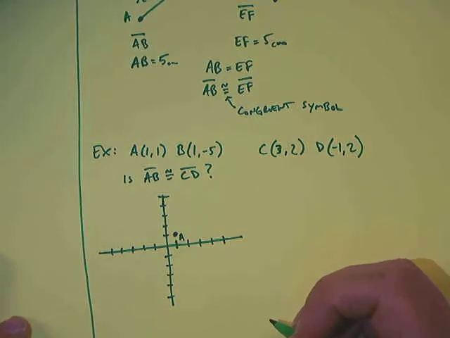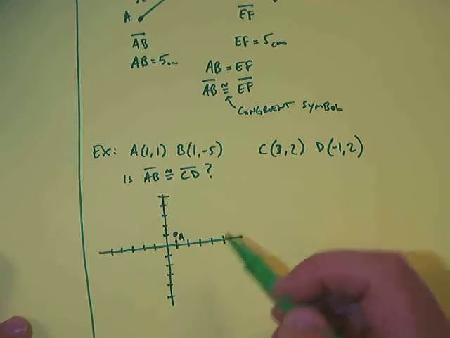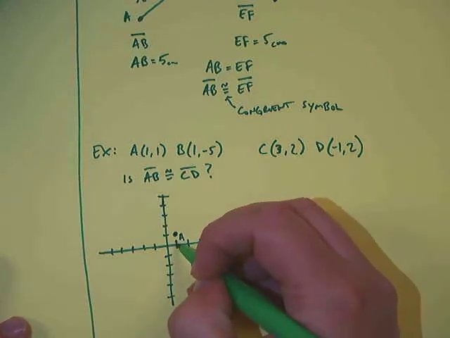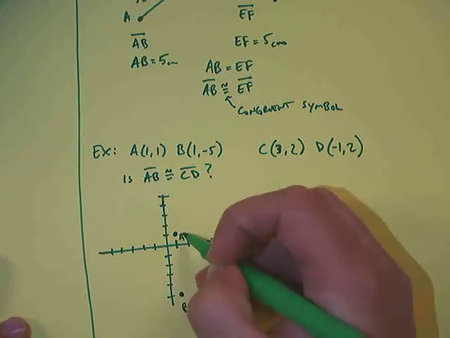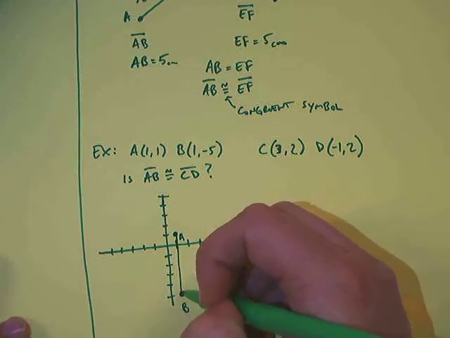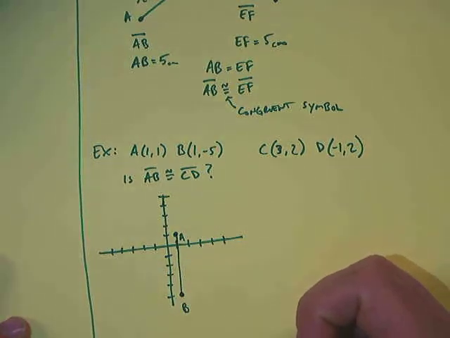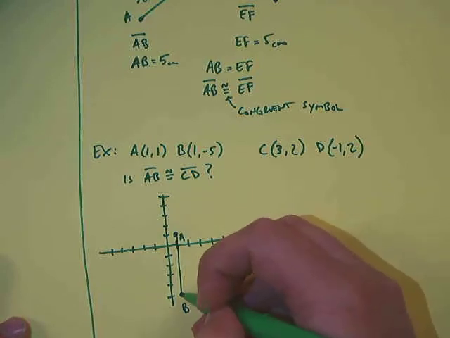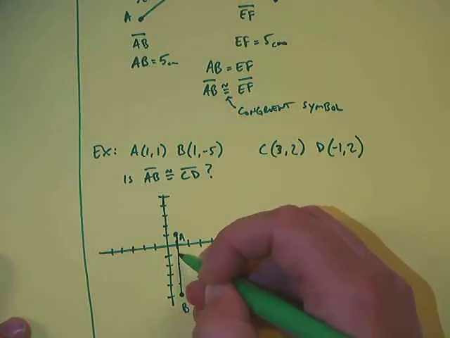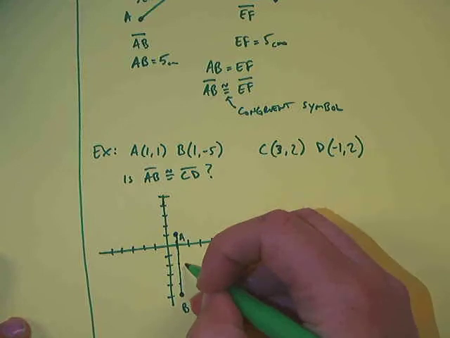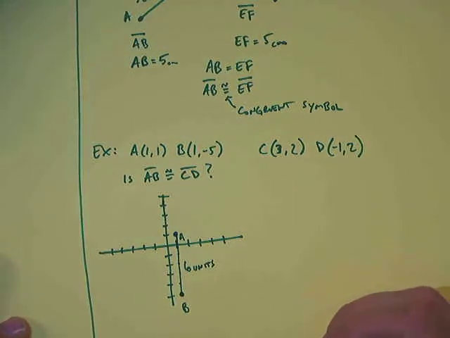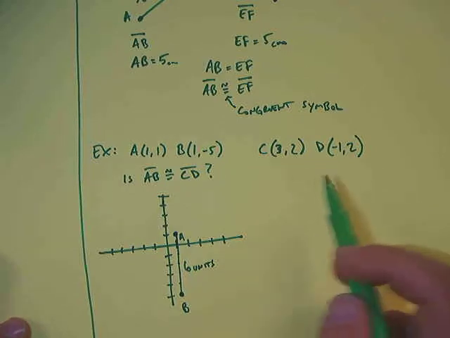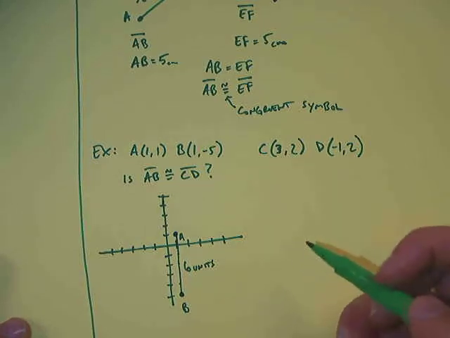So A is the point (1, 1), so we're going to go over 1, up 1. And that's point A. Point B is (1, -5), so we go over 1 and down 5. And there's segment AB. And then we can just count to see how long it is. So we've got 1, 2, 3, 4, 5, 6. So this is 6 units long.